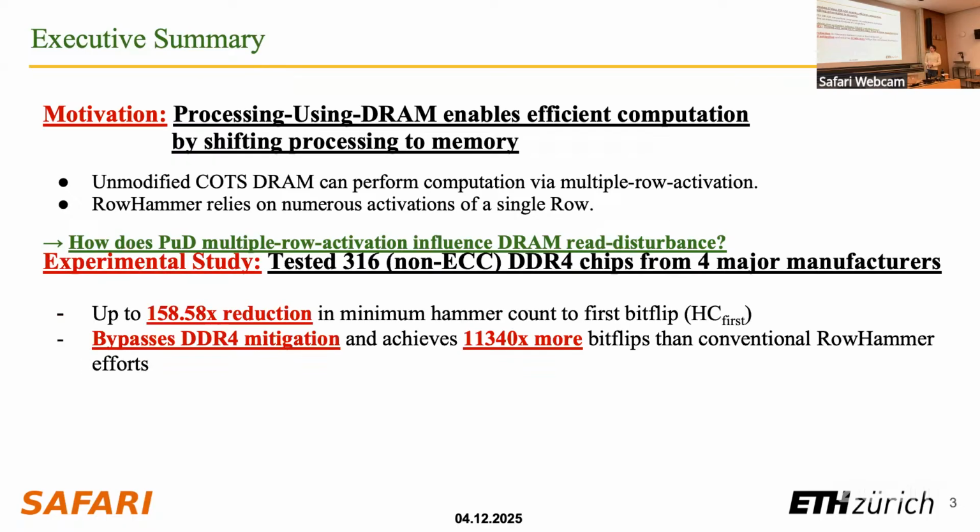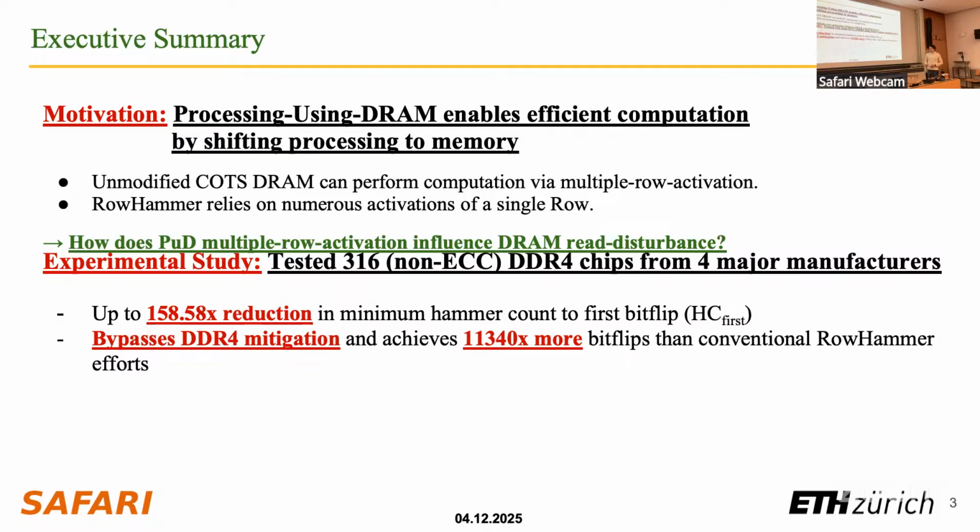To explain this, they did an experimental study. They tested over 300 DDR4 chips. Those were all non-ECC from 4 major manufacturers, and they observed up to a 158 times reduction in the minimum count to first bit flip. So when we hammer a row, we need to access it a certain number of times, and then at some point we will observe a bit flip in the neighboring rows, and this will be our hammer count.